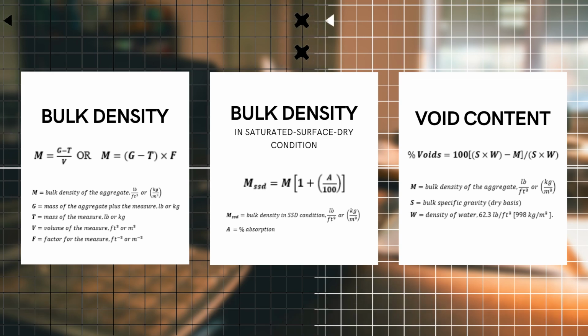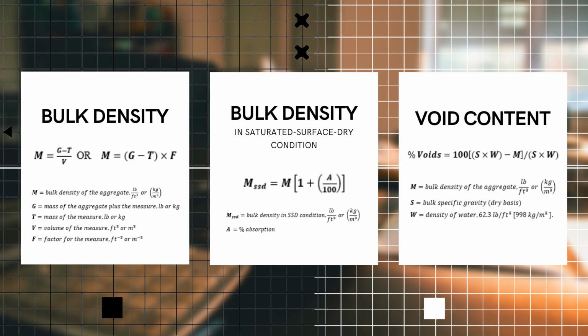Yung naunang explanation kanina na formula, ginagamit yon for computation of bulk density in an oven dry condition. This time, ang formula naman is for saturated surface dry condition. Yung saturated surface dry is, ito yung merong aggregate na tuyo yung outer part niya, pero yung inner particles niya saturated. So, ito yung formula. MSSD is equals to M multiplied by 1 plus A over 100. Yung MSSD, ito yung bulk density in saturated surface dry condition. At yung A naman, ito yung percentage of absorption. Makukuha tong percentage of absorption through test method C127 or test method C128, which will be discussed later.